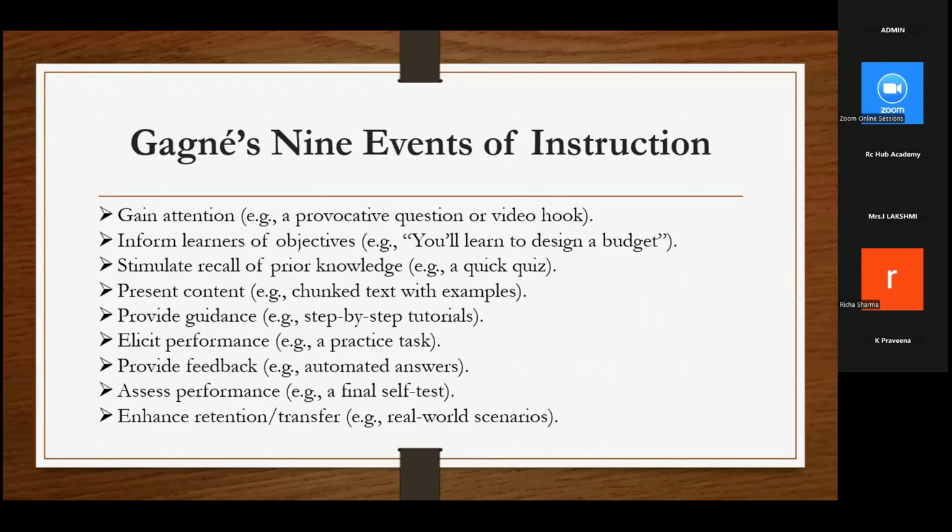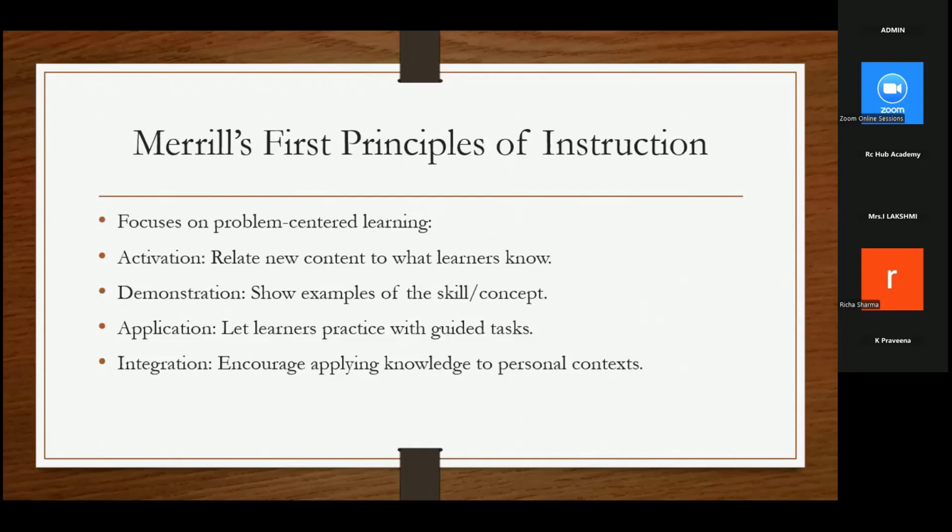So with a text example, provided guidance, explicit performance, and providing feedback, assess performance and enhance retention. So this is all the 9 events of instruction. And next, the third one is Merrill's first principle. Based on that, we can go here.